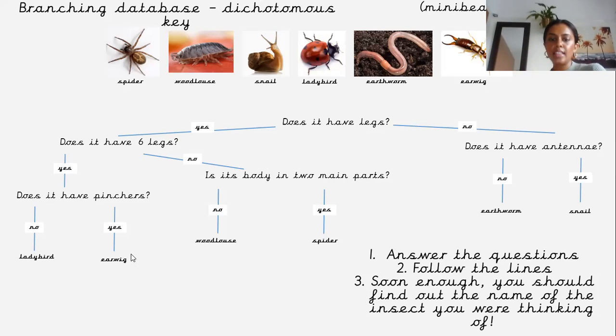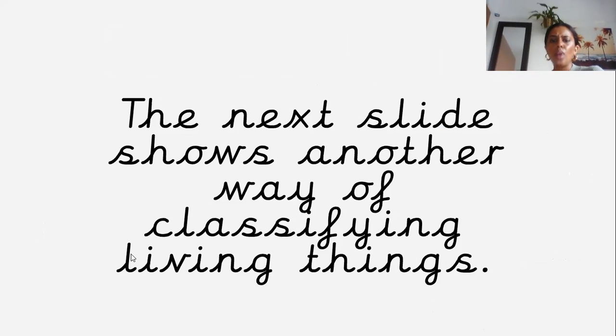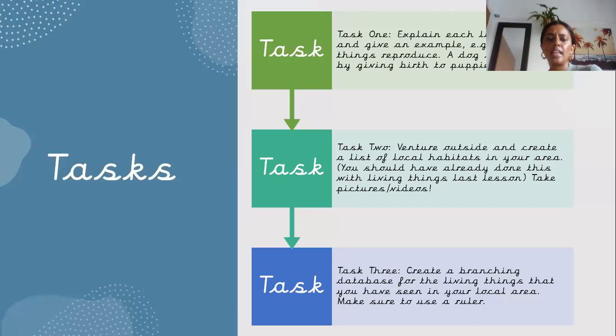If you do find that activity a little bit difficult, what I would suggest for task 3 is to possibly see if you can make a list of 2 things: animals that are invertebrates and animals that are vertebrates. So you can start to see things like that more clearly first before you move on to creating a branching database. That might be a bit more helpful.